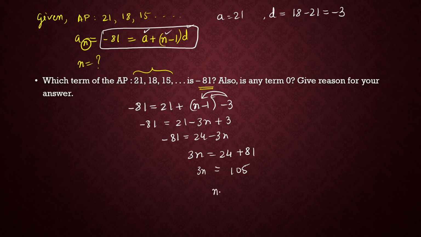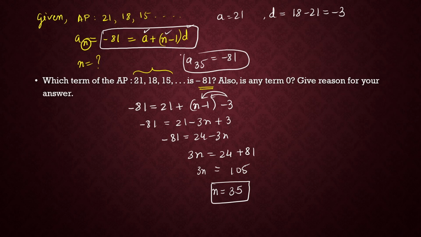So what's the value of the nth term? Nth term is equal to 35. Okay, so this shows us that the value of a35 is going to be equal to minus 81. So just with this formula, an equal to a plus (n minus 1) into d, we solve this question. That's it.